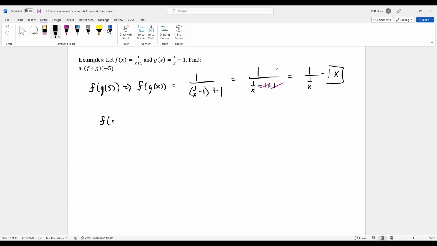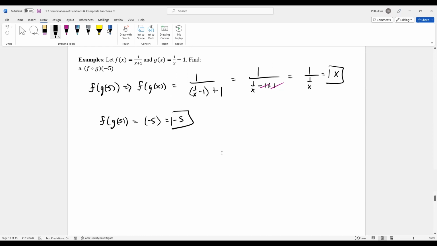Because f of g of -5 is going to be plug in -5. I did write 5 here, so sorry about that. It's -5, and that's it. If it's just x, then you just plug in -5.